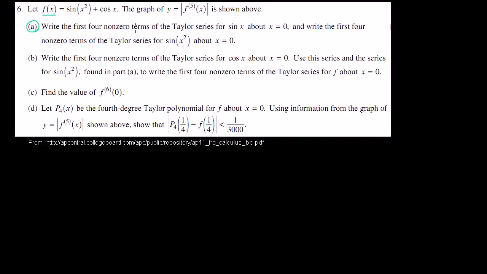Write the first four non-zero terms of the Taylor series for sine of x about x equals 0, and write the first four non-zero terms of the Taylor series for sine of x squared about x equals 0. So let's do this first part.